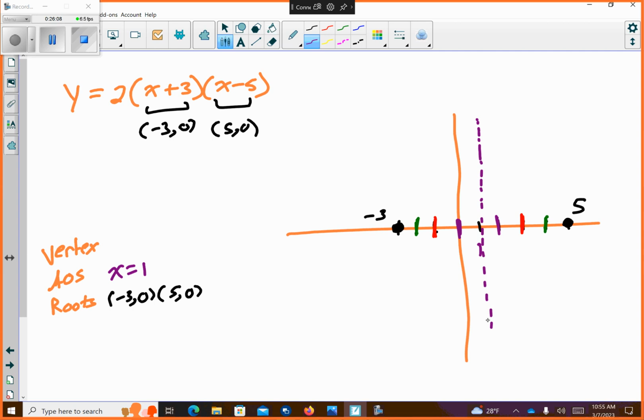What do you know? The axis of symmetry and the vertex share what part? Shares the x. And then I'm going to plug in. Okay? Hopefully I did this right, but we'll see. All right, so I'm going to take my equation, 2 times (1 plus 3)(1 minus 5). So 1 plus 3 is 4, times negative 4. And I hate to tell you this, friends, but this is going to give me negative 32.